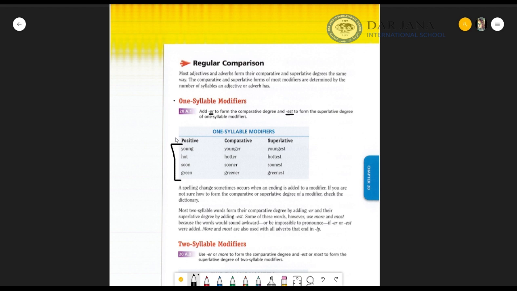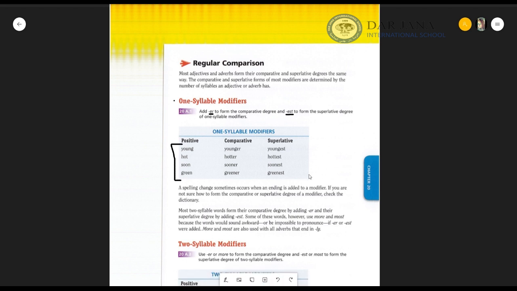If it's a one-syllable modifier, then I'm adding ER and EST. For example, young. Young is one syllable. The comparative form of young is younger. The superlative form of young is youngest. Hot, hotter, hottest. Soon, sooner, soonest. Green, greener, greenest. So whenever I have a one-syllable modifier, it's always going to take ER or EST, again depending on what the question is asking of me. Is it the comparative degree or is it the superlative degree?